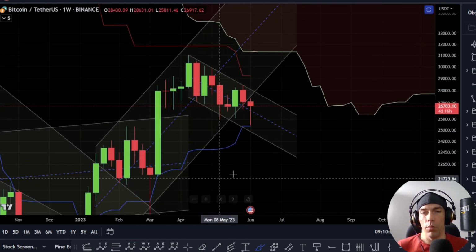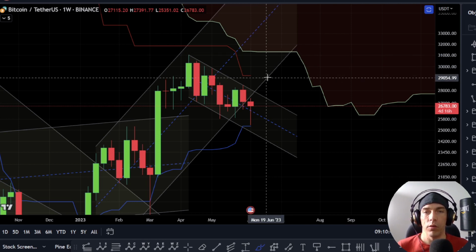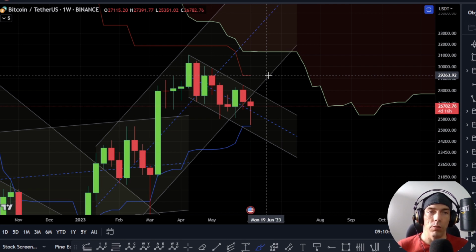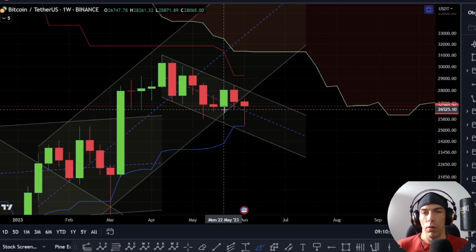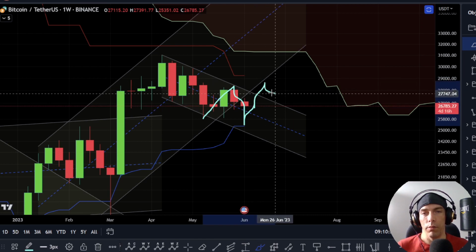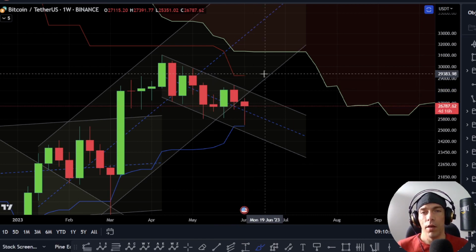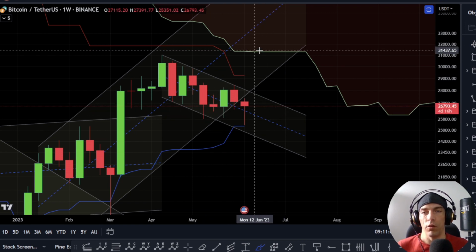Now looking at this on the weekly, what we can see is that we have this cloud sitting up here towards 31,277. It is quite a big cloud at this point, as well as that we have this baseline sitting towards 29,263. So this is why I'm thinking, if this is A, B, and then we see 1, 2, 3, 4, and 5 to the upside, this could tie in with coming back into either this baseline or potentially the top end of the cloud.